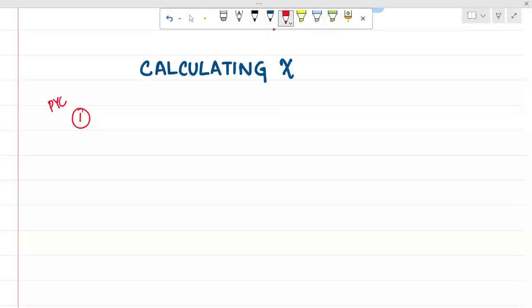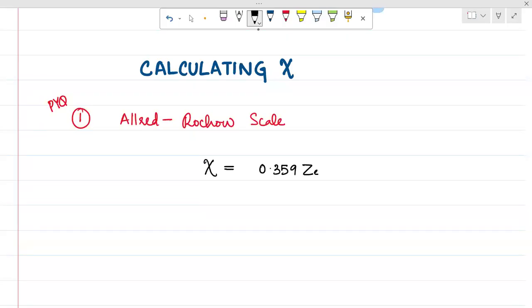Please write it as PYQ. It's been asked. It is the Allred-Rochow scale. So there are different scales. This might not be familiar. I'm writing this ahead because the question has been asked. According to this scale, electronegativity of a species can be found by a formula. You have to learn the formula, which is 0.359 Z effective by r square plus 0.744.